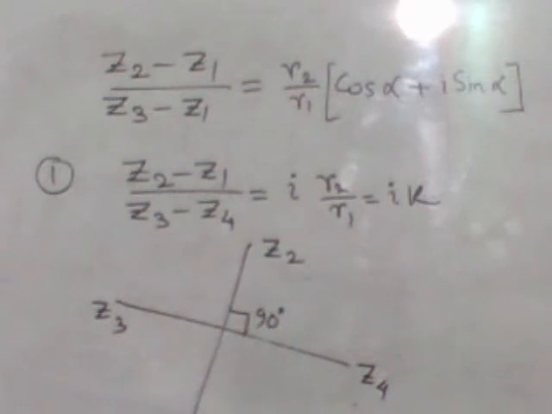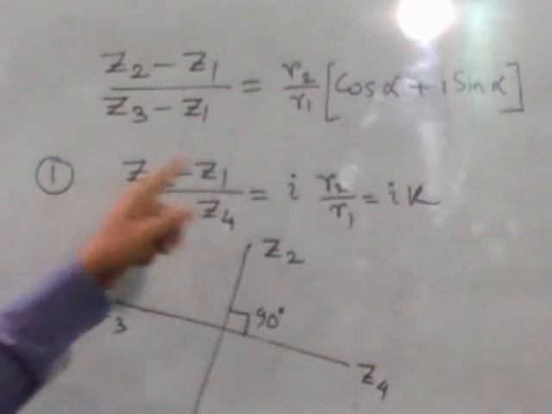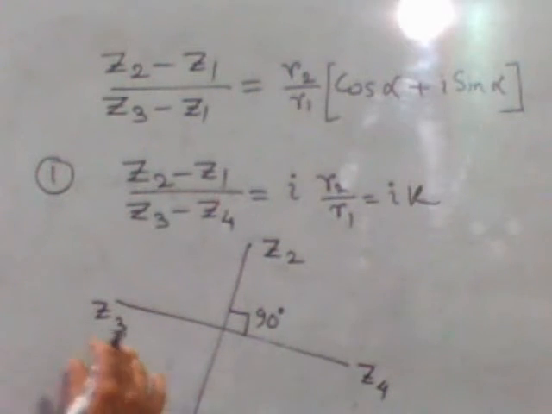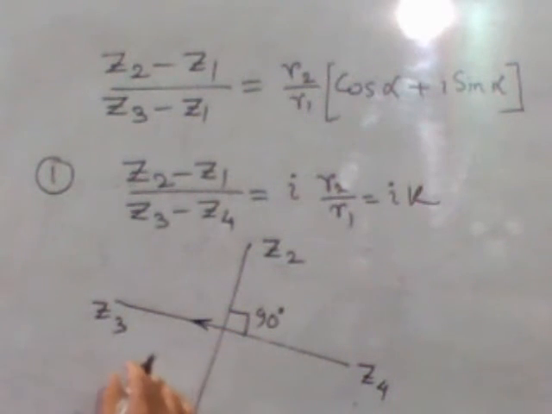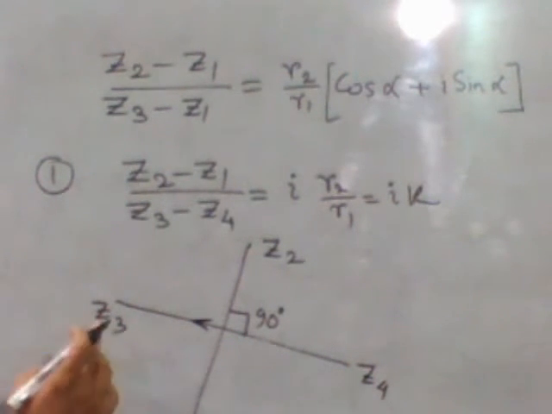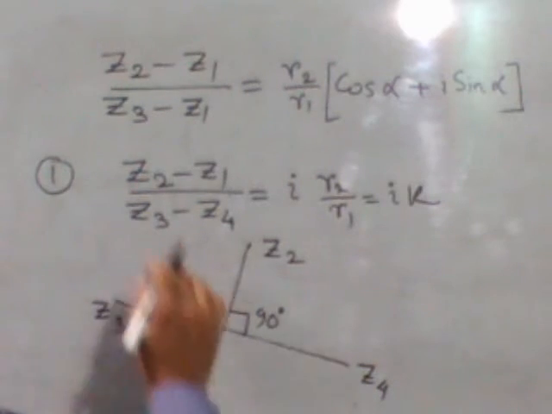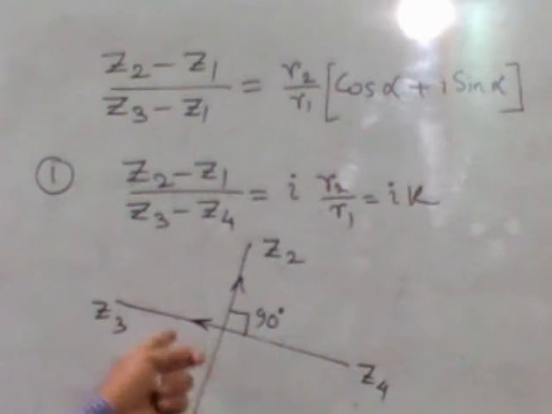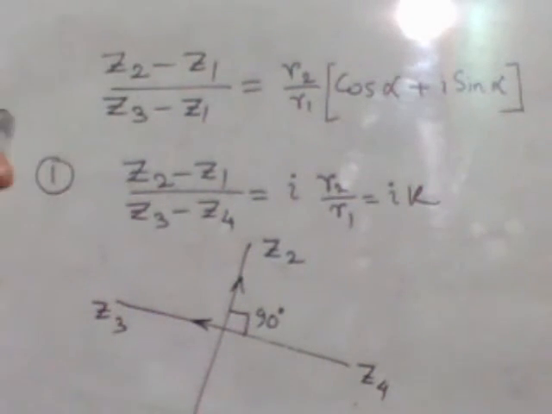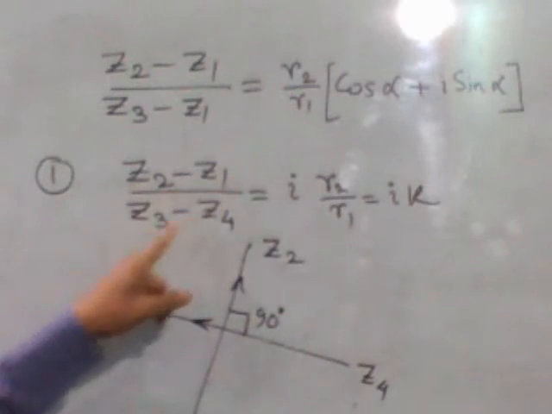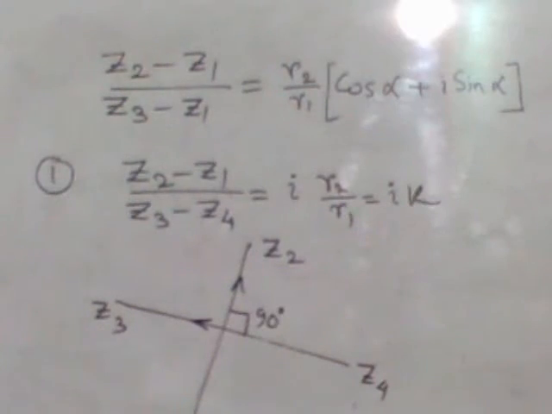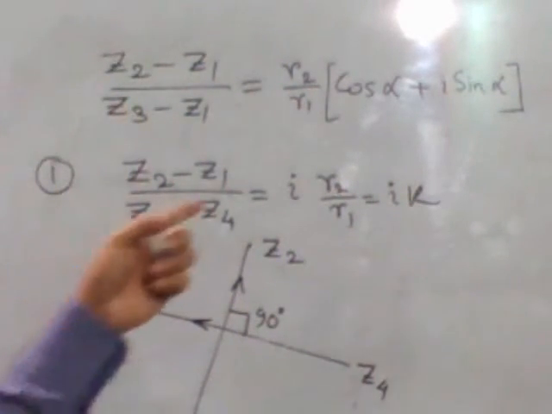Of course this will be 90 degrees if the condition is this, for Z2 minus Z1 and Z3 minus Z4. Z3 minus Z4 is actually this vector, and Z2 minus Z1 is this vector. So the angle between these two vectors is 90 degrees if the relation is Z2 minus Z1 by Z3 minus Z4 is equal to i into some constant. Then the angle between the two vectors will be 90 degrees. This is the number 1 condition.